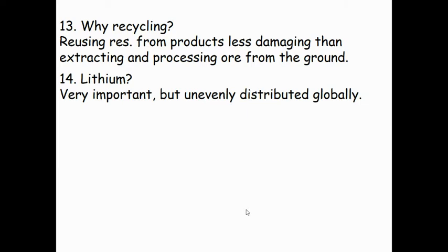Lithium is going to be really important in terms of batteries. A couple facts about lithium. It's the world's lightest metal. It's a vital component of lithium-ion batteries, which are used in cell phones, iPads, laptops, and a growing number of other products. The problem is that some countries, including the US, do not have large supplies.